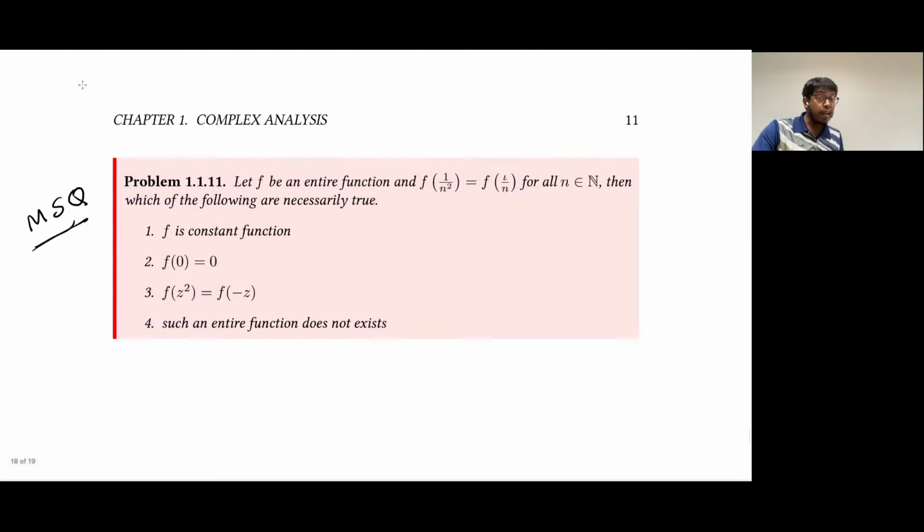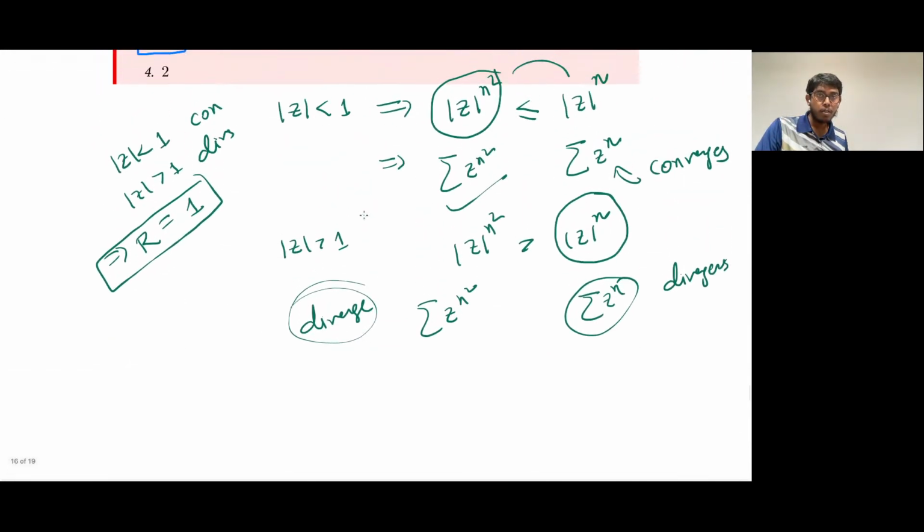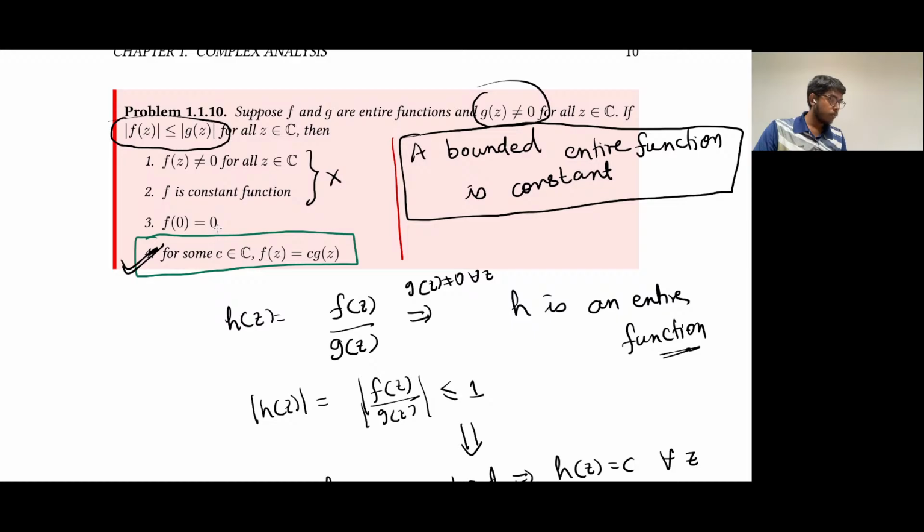F can be constant. Yeah, it can be constant, but I'm talking about the previous question, problem number 10. It can be constant, but what I am saying is that f need not be a constant function. The statement 'then f is a constant function' is not a correct statement. Of course, f can be a constant function, but 'f is a constant function' is not a correct statement.